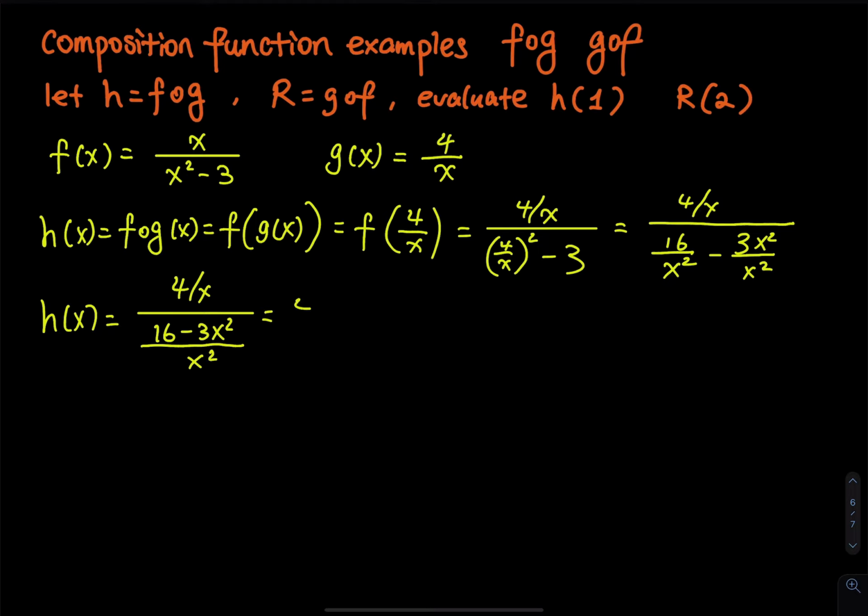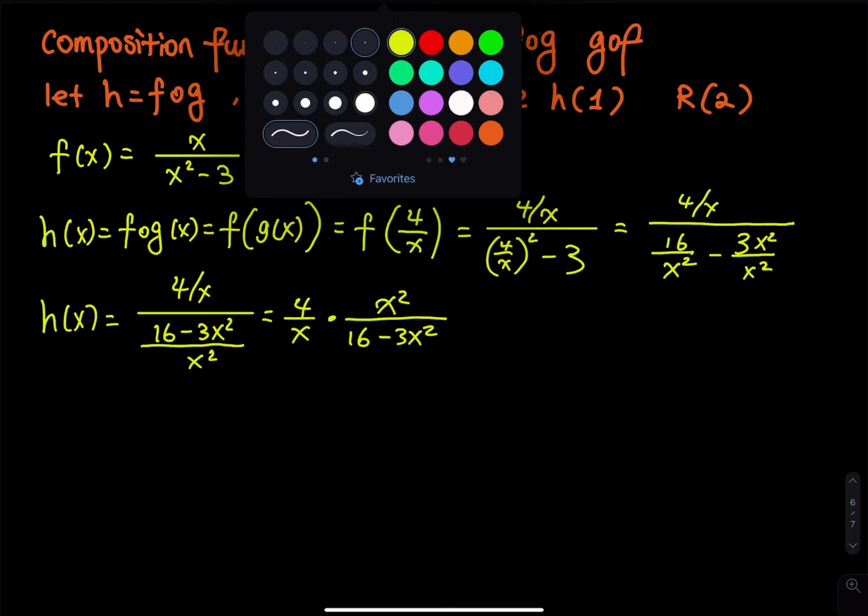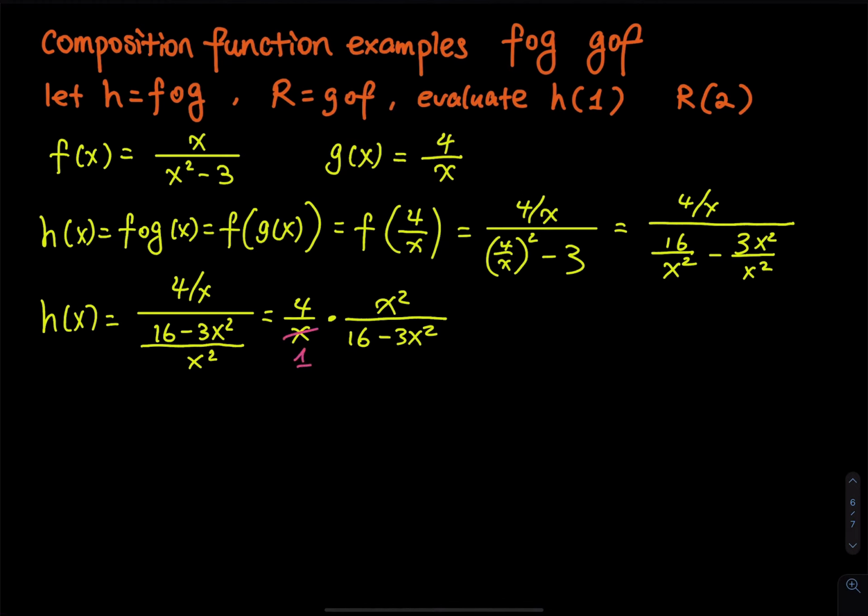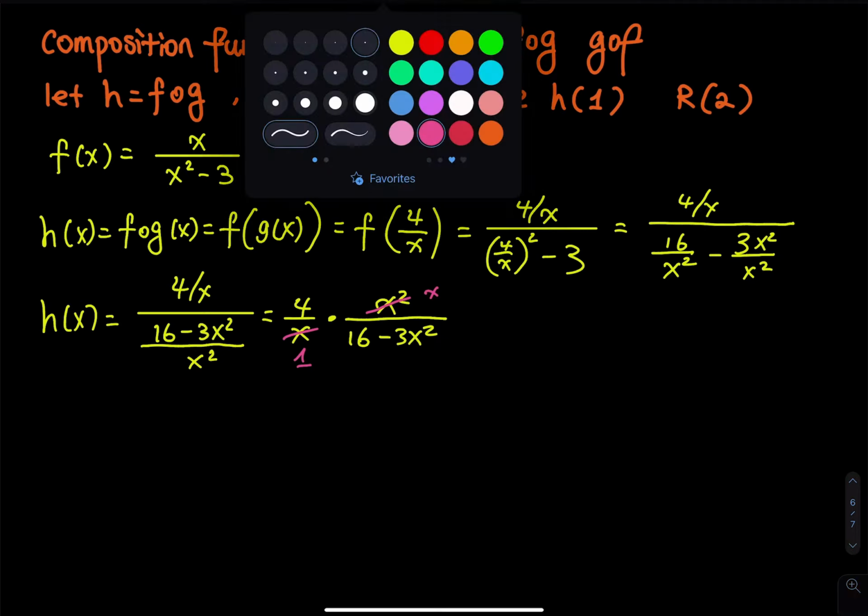So that is 4 over x multiplied by the reciprocal of the denominator, which is x squared divided by 16 minus 3x squared. And then let's do some simplification. We can do a simplification right here. So this is 1, right? And then this becomes x. And then the 4 and the 16, do not just simplify the 4 and the 16 because there is a minus after the 16. So that's all we can do.